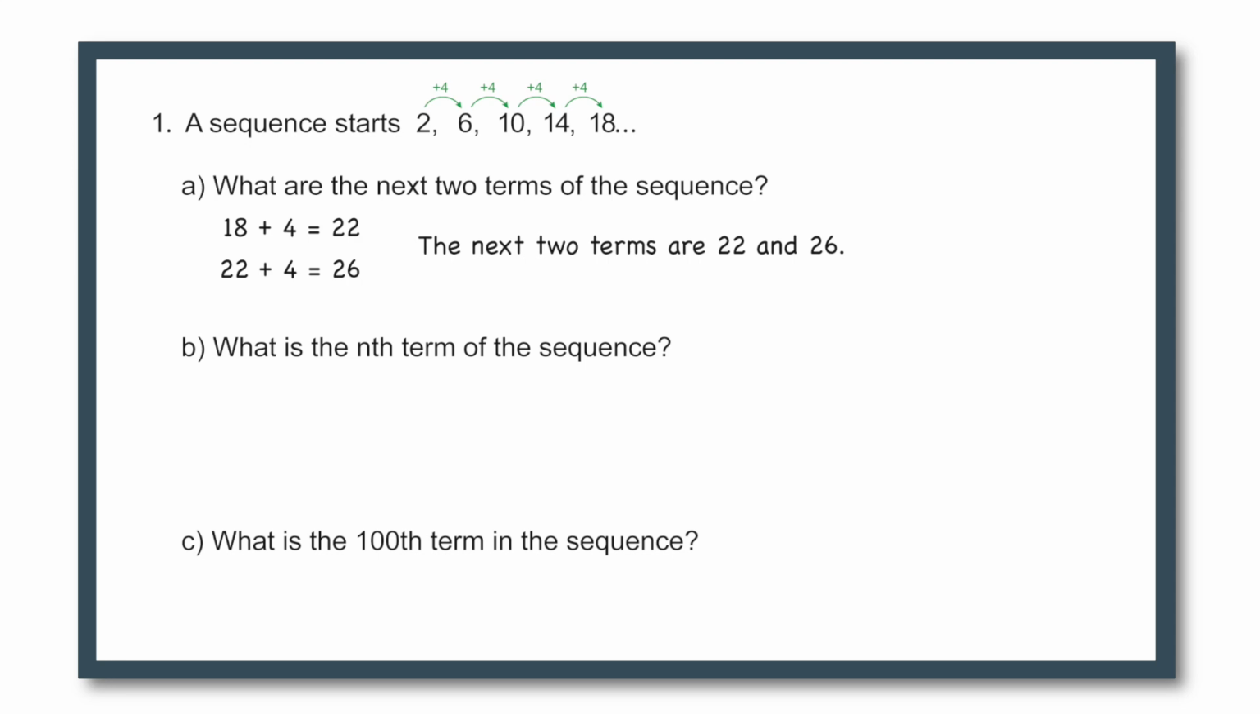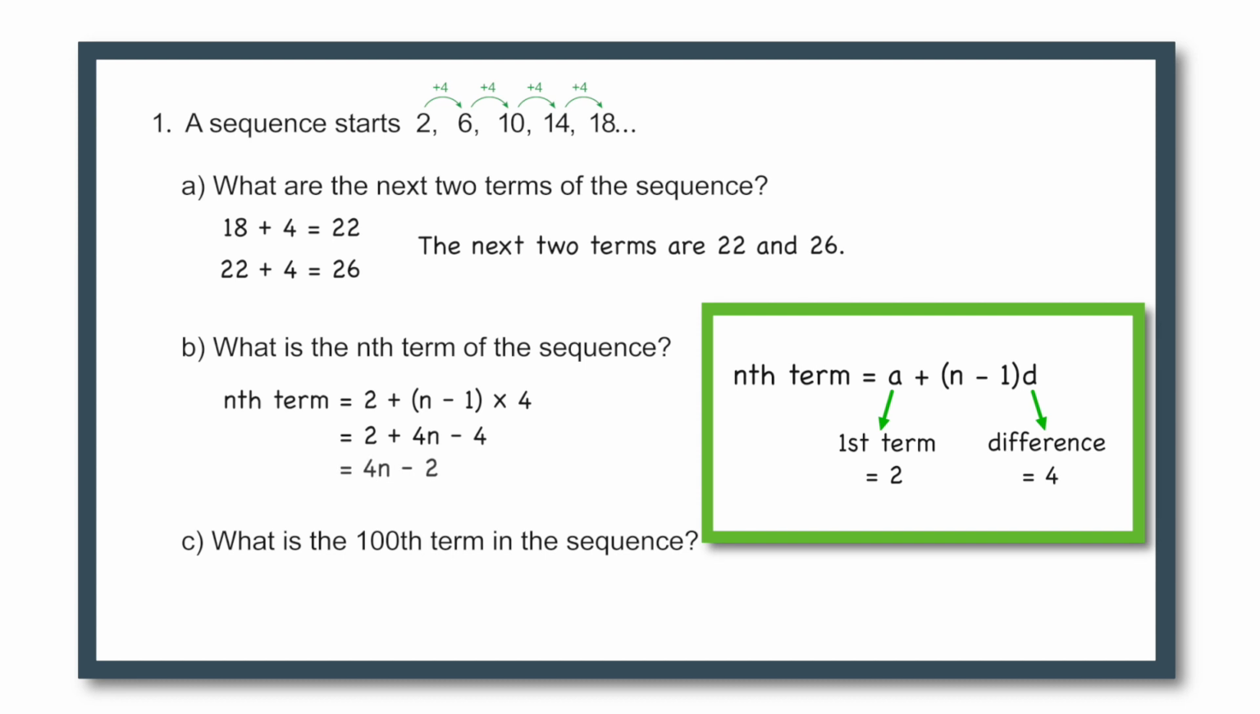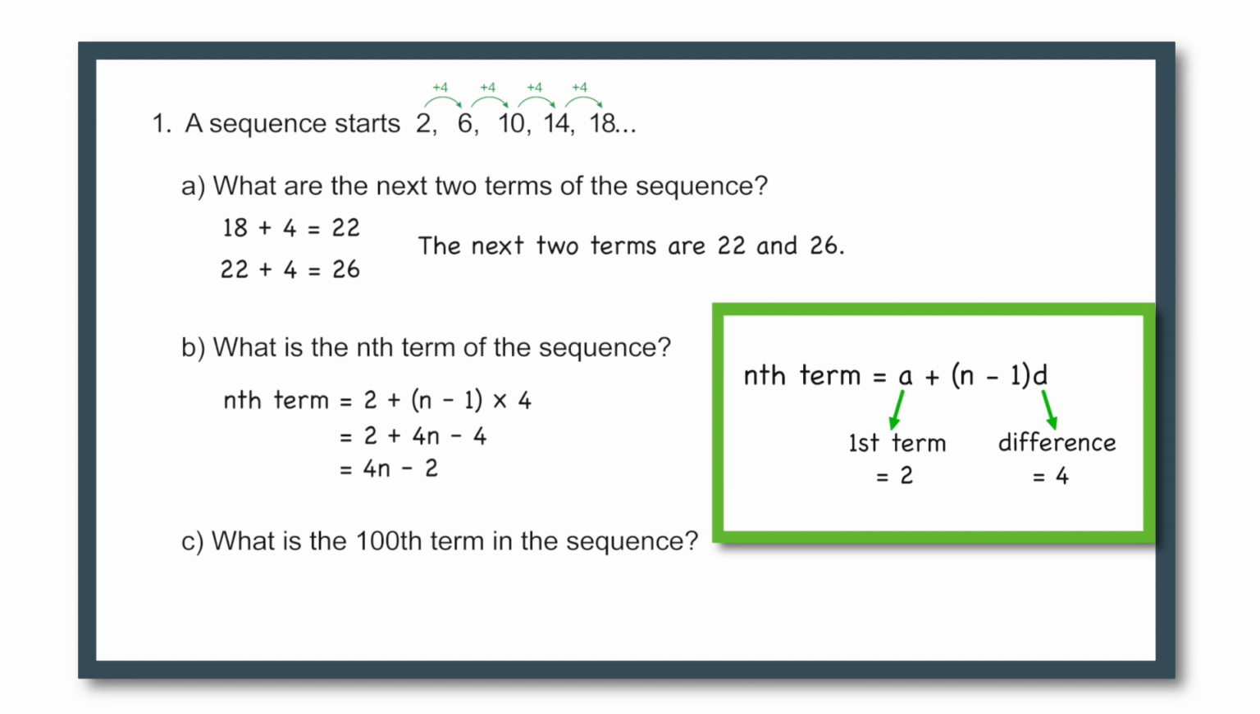Part B says, what is the nth term of the sequence? Well, there are 2 ways of doing this. The first way is to think of the formula that we looked at in the previous video, and that is the nth term is equal to a add n subtract 1 multiplied by d, where a is the first term and d is the difference. So we can set it out like this. The nth term is equal to 2 add n minus 1 in brackets multiplied by 4, which is then equal to 2 add 4n subtract 4, which is equal to 4n subtract 2.